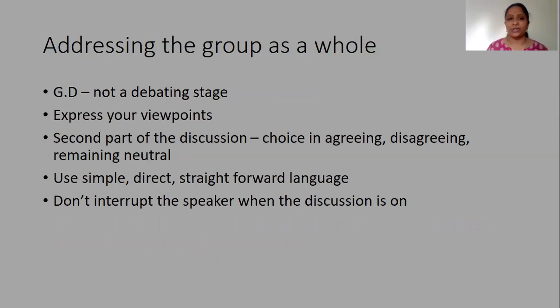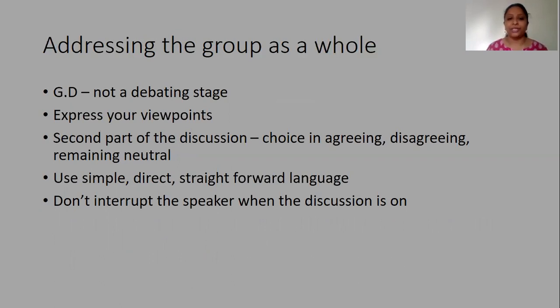And GD is not a debating stage. So a group discussion is meant to talk about all the aspects related to it, but it is not a stage for debate. You're not debating, you're not supporting, or you're not going against a topic. You need to just express your viewpoints.